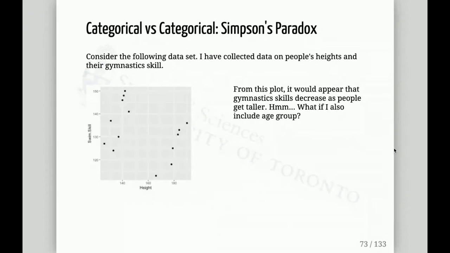And now we're going to move on to Simpson's paradox. Here I have another data set. I've collected data on people's heights and their swimming skills. Based on this scatter plot, it looks like when people get taller, their swim skill decreases. Do you think that is enough? Do you think that I can just end there?